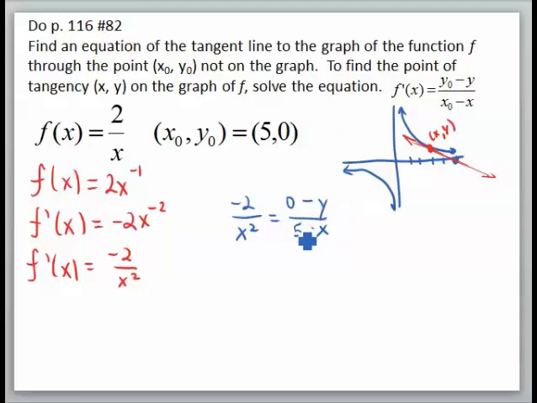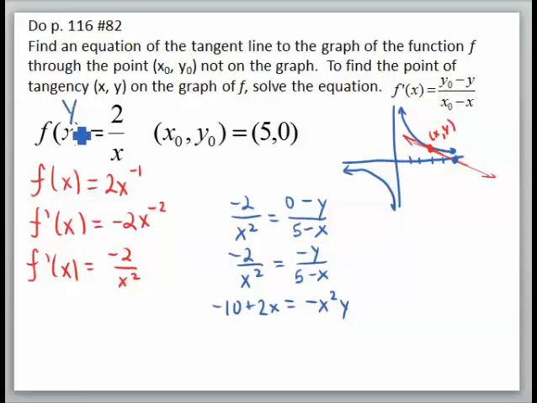So when I cross multiply this to solve, because I'm going to get rid of my fractions, I end up getting negative 10 plus 2x equals negative x squared y. Now I can't exactly solve for x or y having two variables in there, so I need to replace y with something. Well, y is equal to 2 over x. So I'm going to plug in 2 over x for my y.